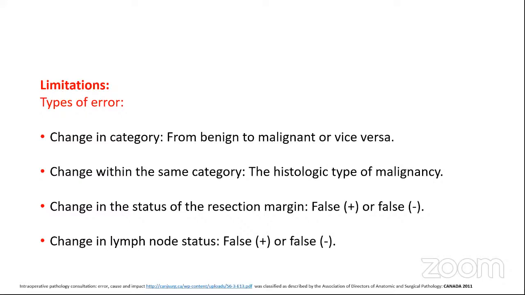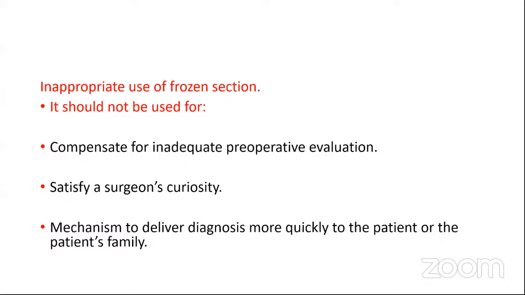We can group the limitations and errors into 4 groups: change in category from benign to malignancy, or vice versa; a change within the same category, the change in the histologic type of malignancy, such as adenocarcinoma to squamous cell carcinoma, or vice versa; a change in the status of resection margin, false positive or false negative for malignancy; and change in lymph node status, false positive or false negative for malignancy.